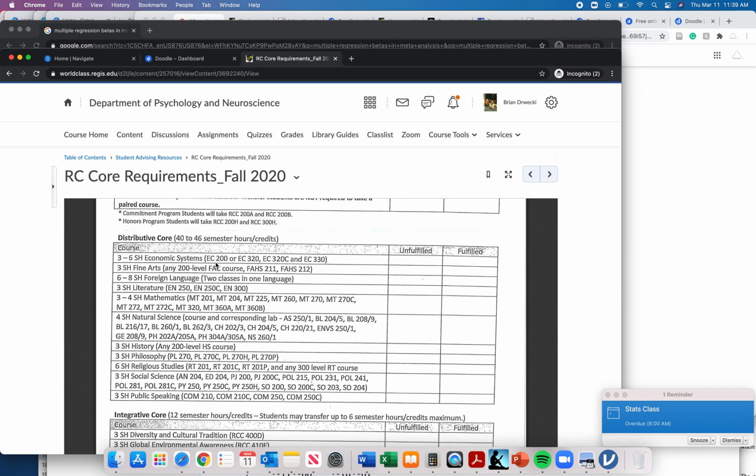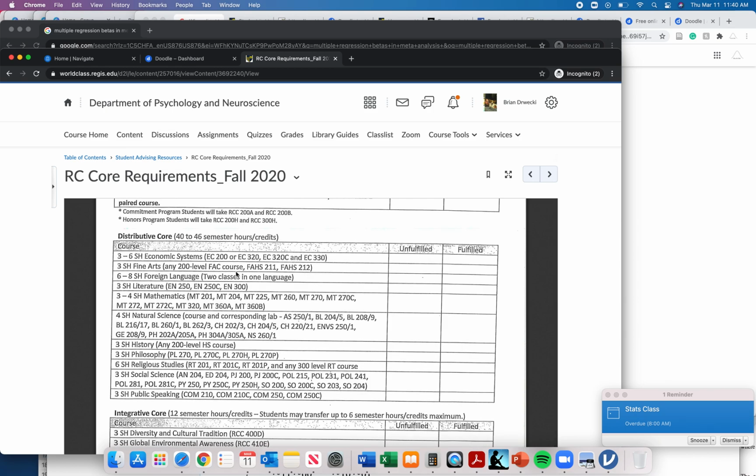In general, what happens here is you take EC 200 or EC 320. And with EC 320, you also got to take EC 330. Now, if you're in this situation where you took EC 320, you were business and got out of it, in general, those do often lead to being subwaived by your advisors. So I've seen that happen. So if you're in that situation, come talk to me.